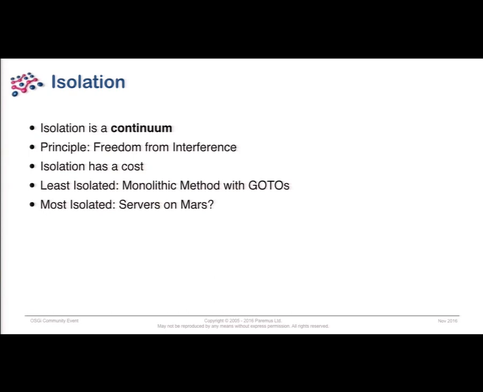Now, probably the least isolated thing you can think of is writing the entire code for your application in a single Java method and using gotos to hop in between that method. Now, Java has a 64K limit to the length of a method, so that's not very practical. But there's many other reasons for not doing this. What's the most isolated? Well, I guess it could be if Tesla or SpaceX managed to put a data center on Mars, right? Because that data center on Mars will be protected from any catastrophe, such as an asteroid hitting the Earth, and therefore there will be no interference between those two things. And in between, we have lots of other points. We have VMs, we have physical servers, we have Docker containers, and so on.